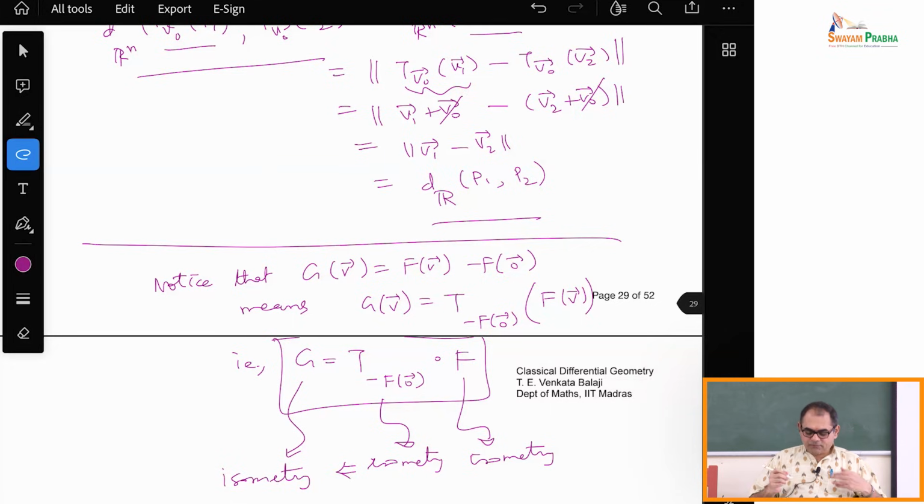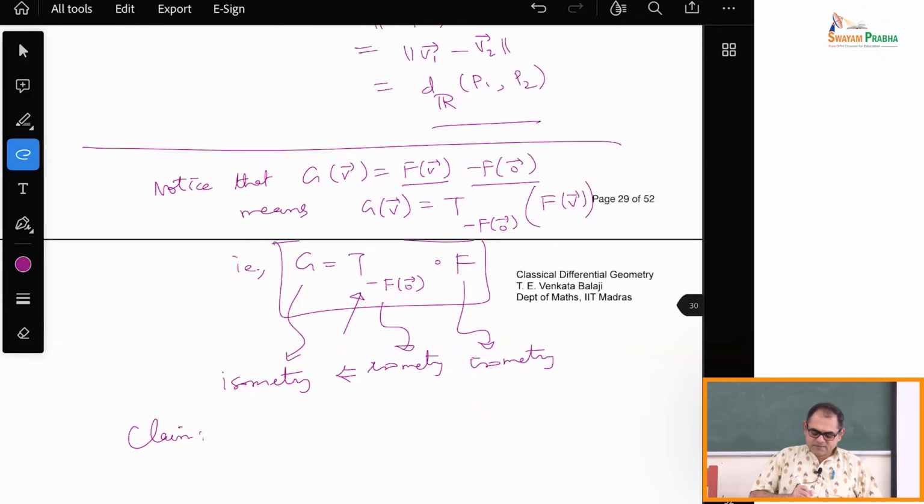Okay, therefore, if you start with an isometry which does not take 0 to 0, and you take away from that isometry the image of 0, which amounts to applying this transformation that moves the image of 0 back to 0, then the composition will be an isometry. In fact, the claim is that this is actually linear. So the claim is G is linear. So G is a linear map.